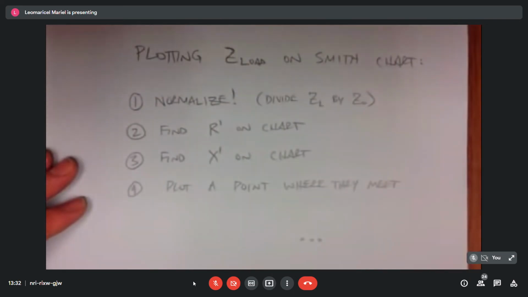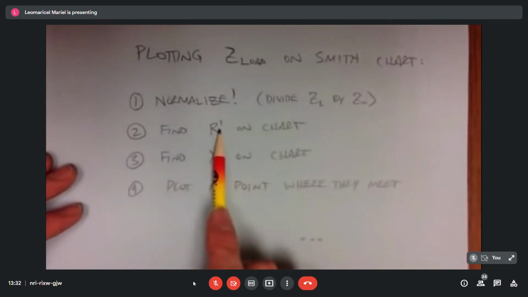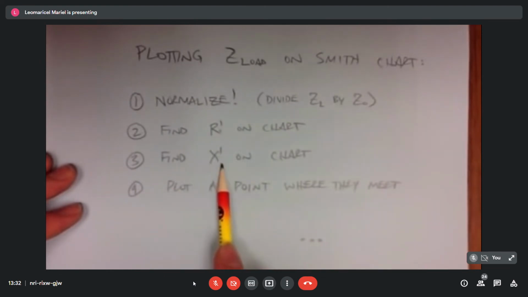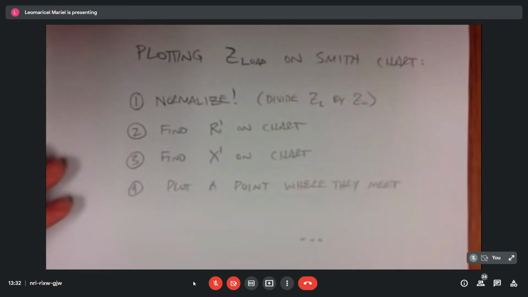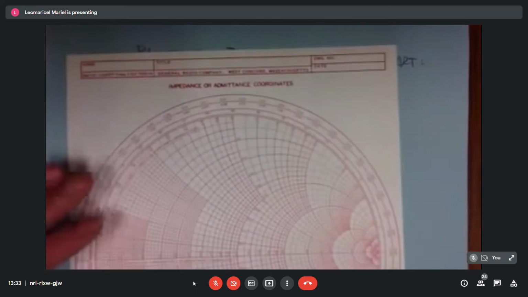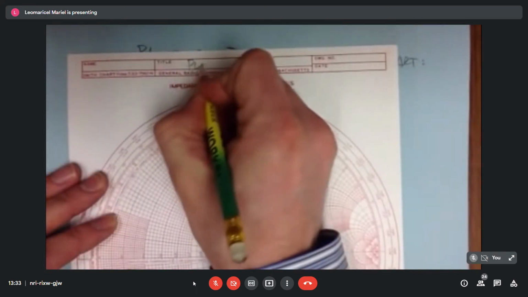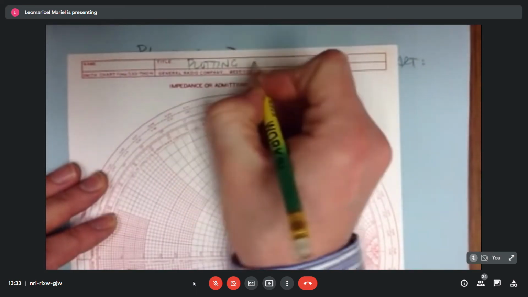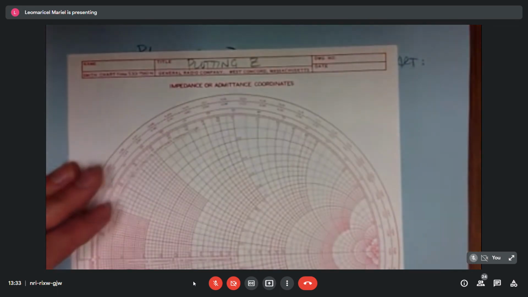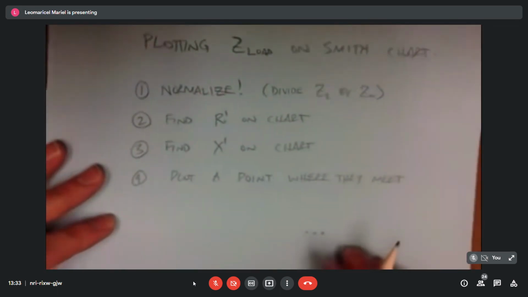So here's how you do it. You normalize, you find the normalized resistive part, you find the normalized reactive part, the real part and the imaginary part, and then you plot a point where they meet. So I'll show you how to do that. So here's my Smith chart. I'll say plotting impedance. So example. Let's see.